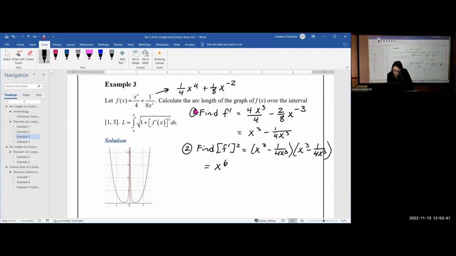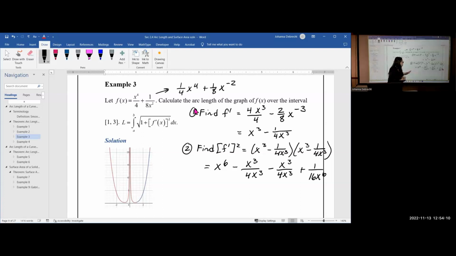On the outside, I get a minus x cubed over 4x cubed. And on the inside, I get the same thing. Again, that's 2 of them. That's because this is like a binomial square where you double the outer and inner product when you combine them. And then the last times the last gives me a plus 1 over 16x to the 6th.